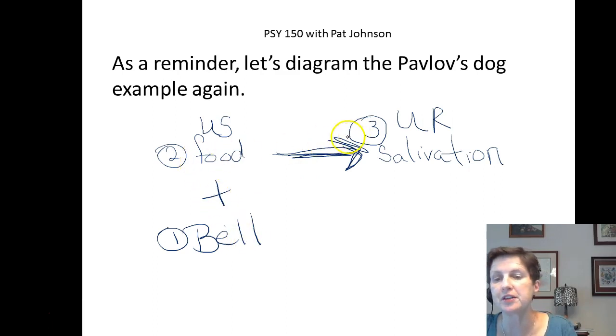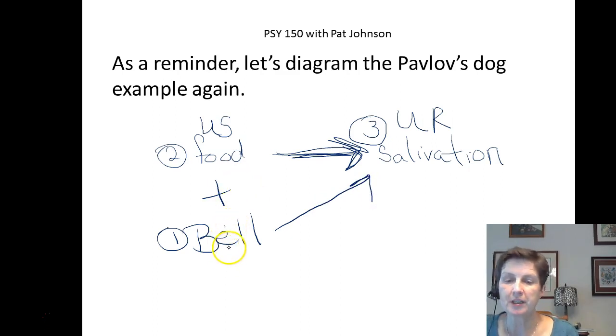Bell plus food caused salivation, again and again. And then after a number of pairings, the bell alone caused salivation. And that's where the learning occurred, because the bell used to be neutral, and now the dog has learned that the bell means food is coming.